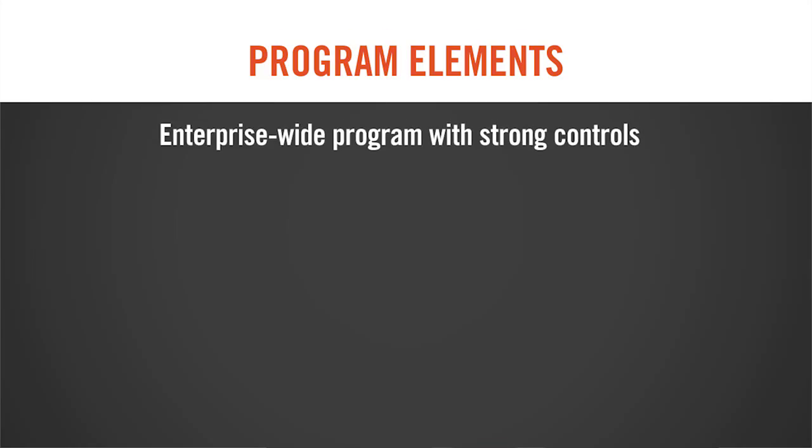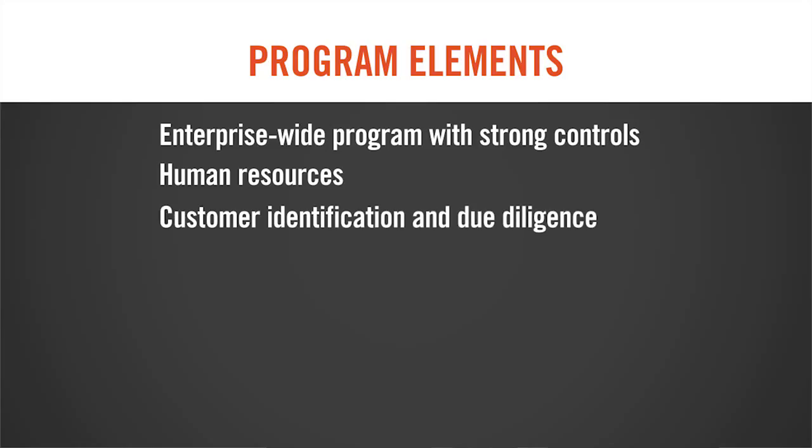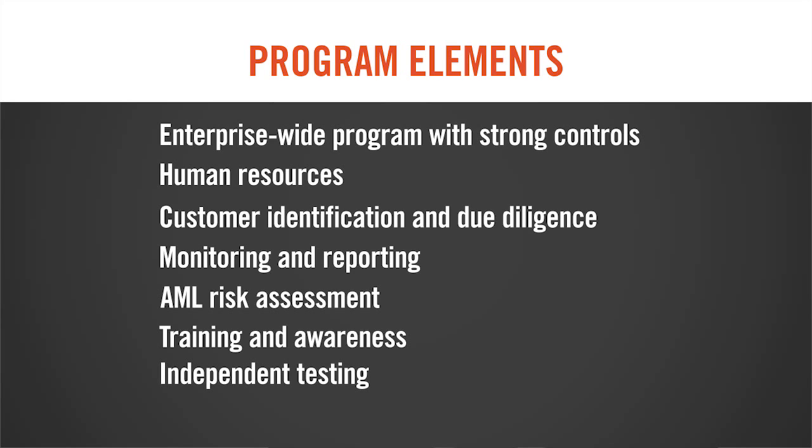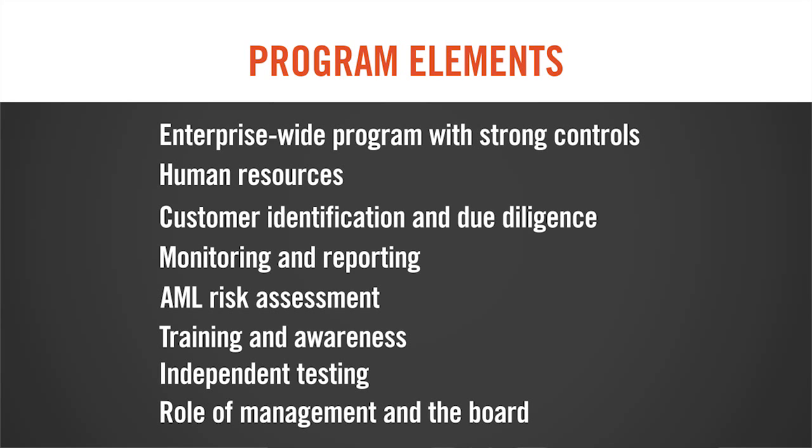Now let's talk about some of the key elements of a comprehensive enterprise-wide BSA program. There are 8 critical areas that I would like to focus on, and they are: an empowered comprehensive enterprise-wide program with strong controls, human resources, know your customer, customer identification and due diligence, monitoring and reporting, enterprise-wide AML risk assessment, training and awareness, independent testing, and the roles of senior management and the board.